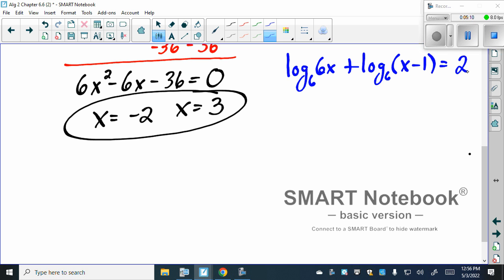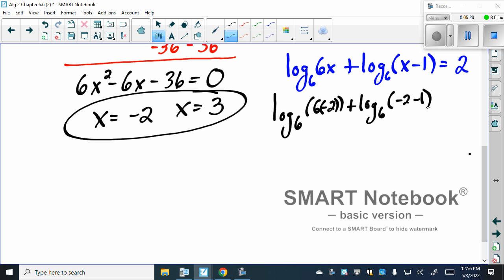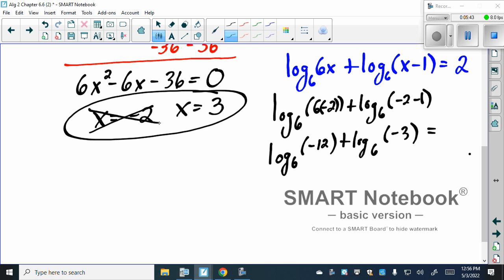But again, whatever's inside the logarithm cannot be negative or 0. And if we look at negative 2, well, log base 6 of 6 times negative 2 plus log base 6 of negative 2 minus 1, we will get two negatives. Because here we'll have negative 12, and here we'll have negative 3. We cannot have a negative inside the log, so x equals negative 2 does not work. It does not work in our original equation.